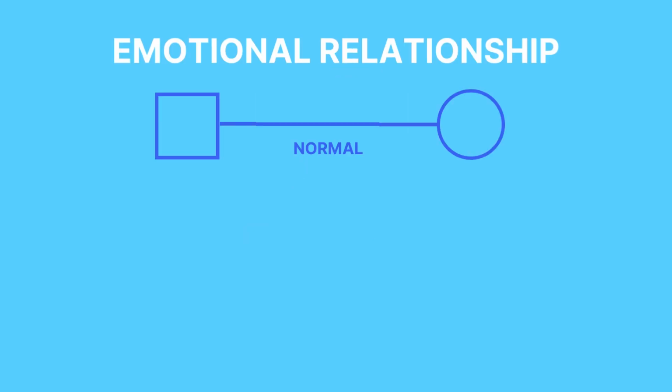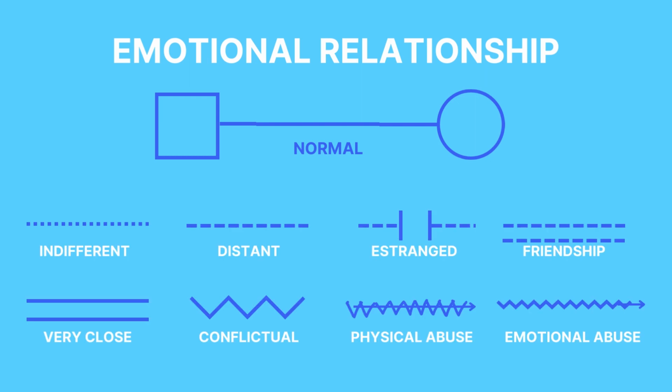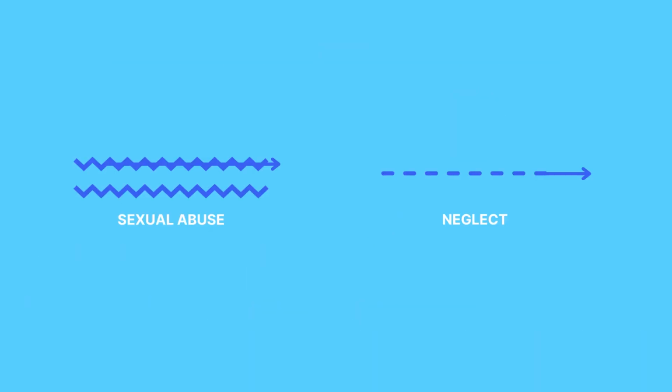The shape of the line can also be adjusted to show the emotional relationship between the two shapes. We have indifferent, distant, estranged, friendship, very close, conflictual, physical abuse, emotional abuse, sexual abuse, and neglect. Abuse lines should include an arrow pointing towards the victim.